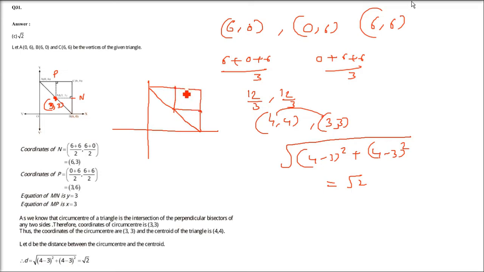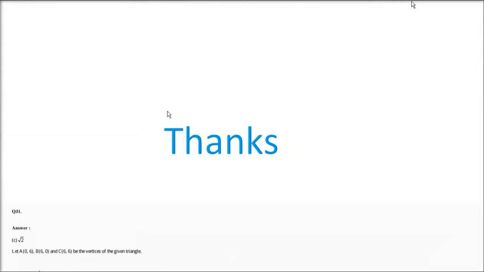This circumcenter and the centroid can be directly found. That is x1 plus x2 plus x3 by 3 and y1 plus y2 plus y3 by 3. And when we take it, the 3, 3 and 4, 4 are the two points which are required. And then we have to find out the distance between them. So you have 4 minus 3 whole square, that is root 2. So this is all about this exercise. Thank you so much. Take care of yourself.